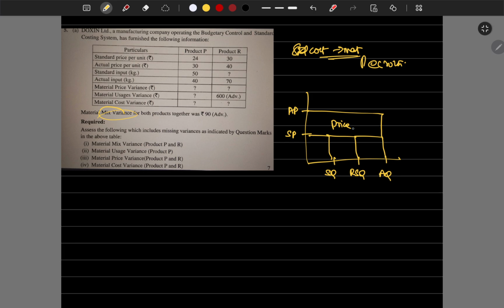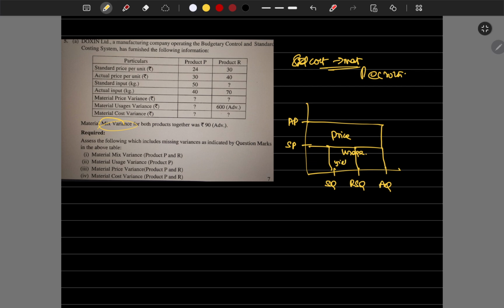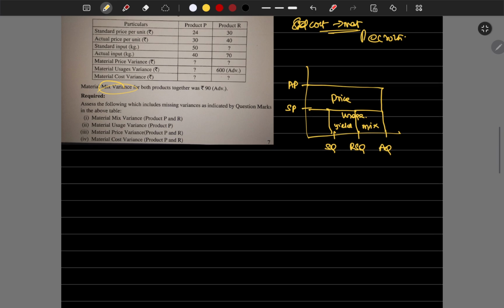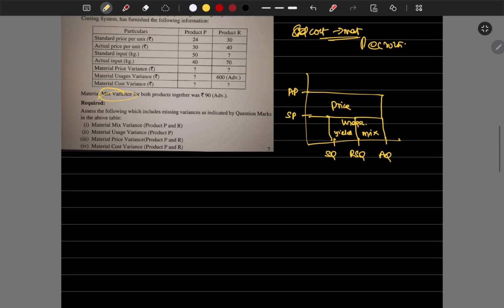This is material price variance. The whole we say as usage variance. This is yield. This is mix. Okay. Now, what are the things we have been given? Before that, we have to prepare the standard cost for actual output.